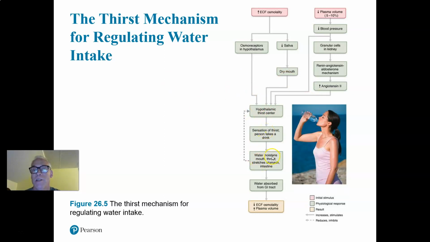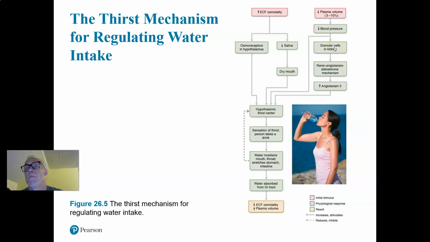As water enters the throat, the mouth, the stomach and intestines, this little dotted line means inhibition. So it's going to feed back and start inhibiting that thirst response right away. And as the osmolality of the plasma goes back to normal, it's going to finally obliterate that thirst response mechanism.